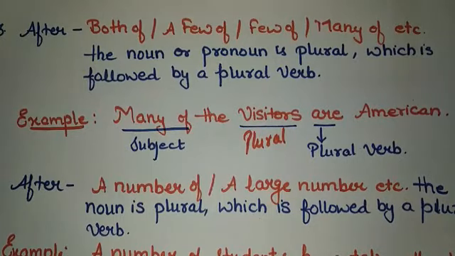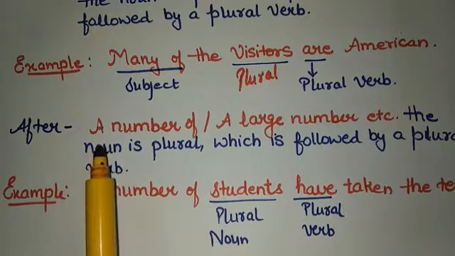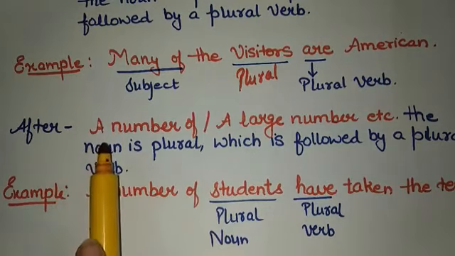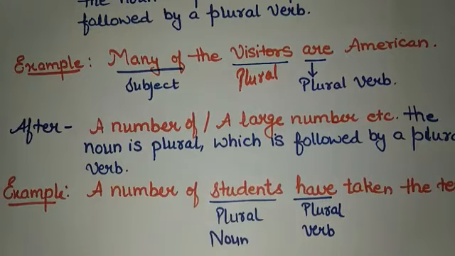After this, a very similar rule, rule number 4 for today, is, after words like a number of, a large number, etc., the noun is a plural because they are representing a plural noun or pronoun, which is of course followed by a plural verb.